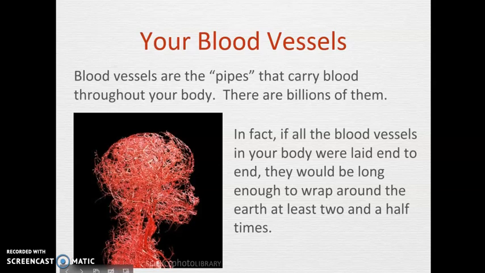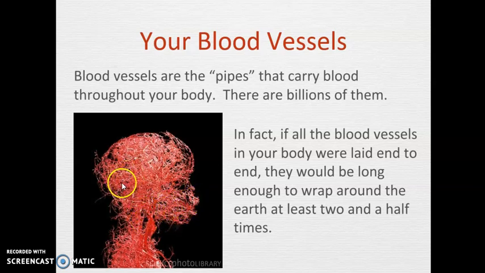All right, so here's our first picture. Our blood vessels are what we would call the pipes that carry blood throughout our body, and there are actually billions of them inside of our body. Let's just look at this picture right here of a person. You can see their nose, their lips. You remember when we took our pulse? You can see the vein right here that we would have felt our pulse in. But all of these are blood vessels that you would find inside your body, and you can see where there's more than other places.